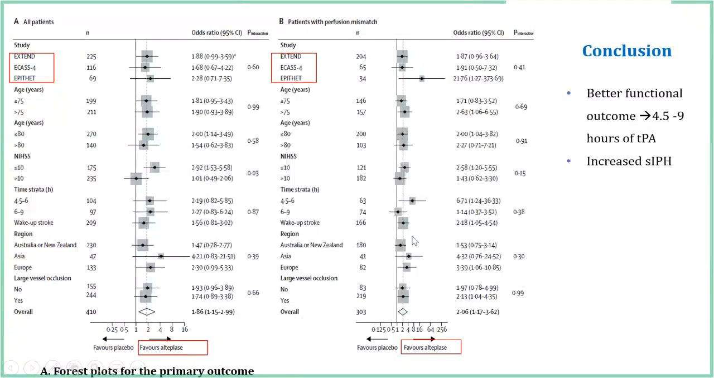Whether by the age profile, the NIHSS profile, or the unknown time of symptom onset, it favored the Alteplase group. So this might be the future in acute stroke management. What about other medications? Is there any other medication apart from Alteplase which is better than Alteplase?